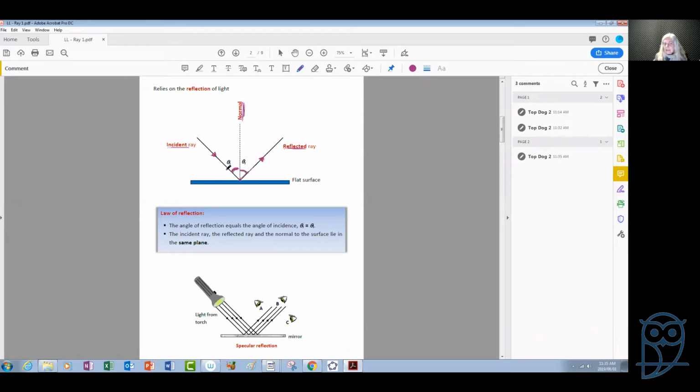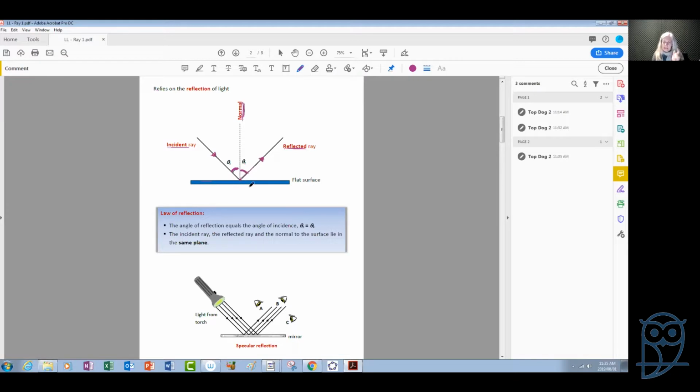So don't make the mistake of thinking that the angle of incidence or reflection is the angle between the rays and the surface. It's not the surface, it's between the rays and the normal line to the surface. So this is the angle of incidence and the angle of reflection. And these two are exactly equal. This is the law of reflection of light.